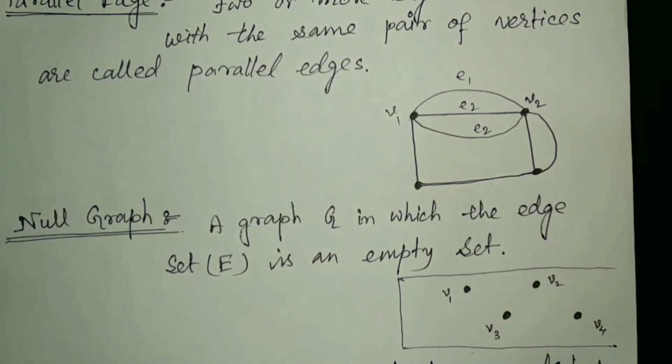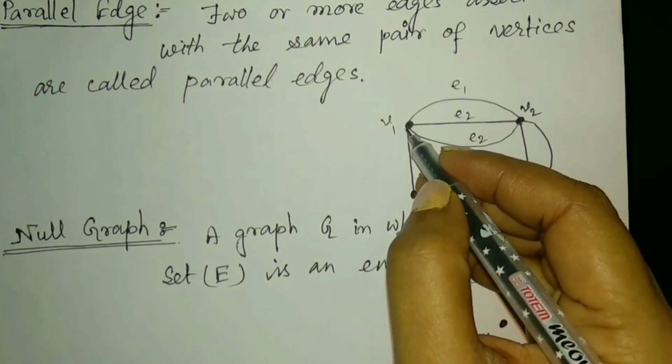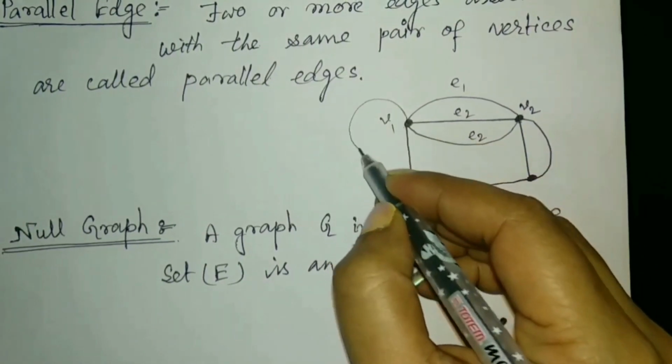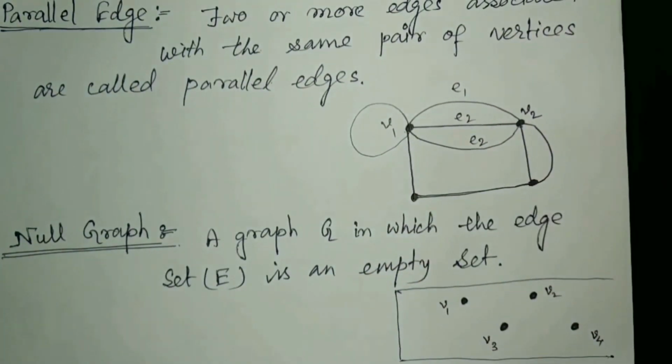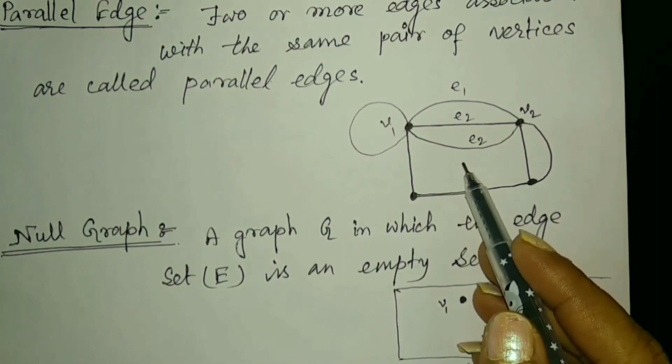Then there is the pseudograph. A pseudograph means a graph with parallel edges and self loops. In a graph, if both parallel edges and self loops exist, then it is called the pseudograph.